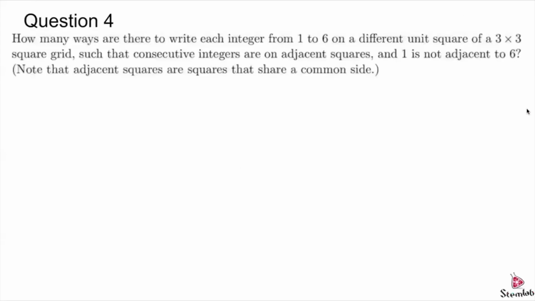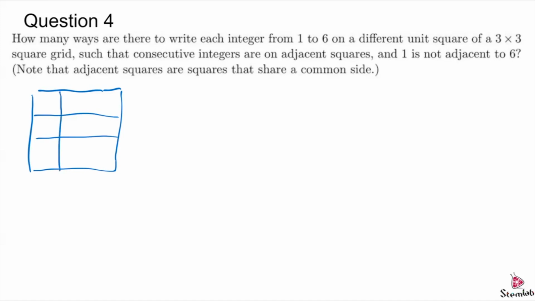So it basically says that we have a 3 by 3 grid, and that 1 and 6 are not beside each other, but the other integers are on adjacent squares.